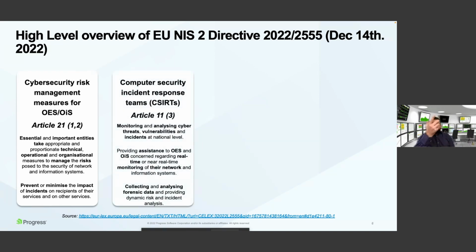The next one is Article 11.3, and this actually describes the obligations for computer security incident response teams. The obligation of the CSIRTs is monitoring and analyzing cyber threats, vulnerabilities, and incidents at national level. And again, they can provide assistance to the regulated entities concerned regarding real-time or near real-time monitoring of their networks and information systems. They are responsible for collecting and analyzing forensic data and providing dynamic risk and incident analysis.